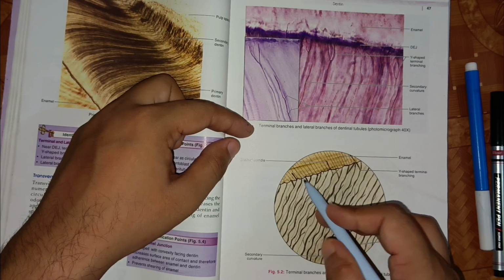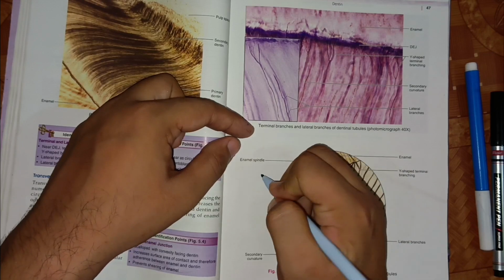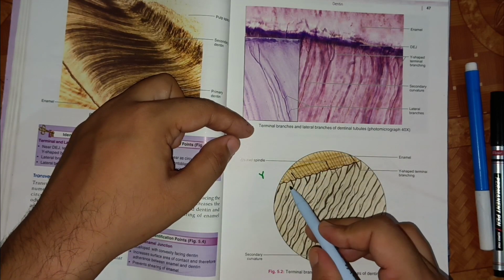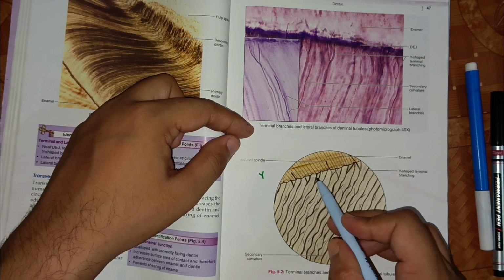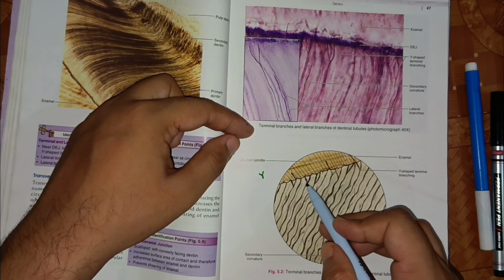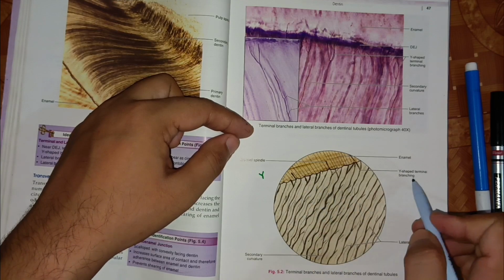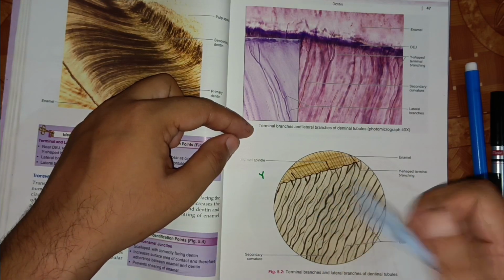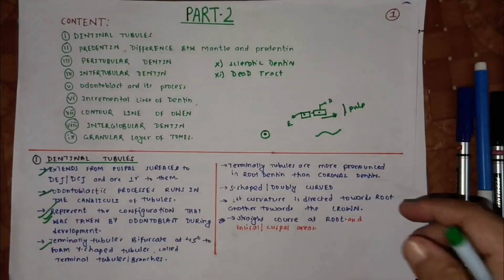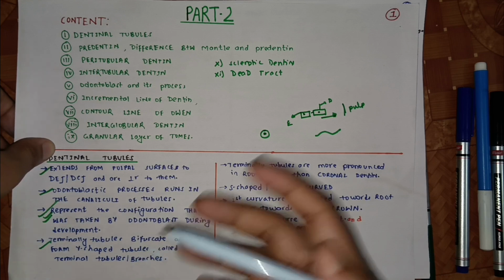They bifurcate, resembling a letter Y. They bifurcate at the terminal end, and the branches formed by the bifurcation are called the terminal branches of the dentinal tubules. As I have written here, terminal tubules bifurcate at 45 degrees to form the Y-shaped tubules called terminal tubules or branches.